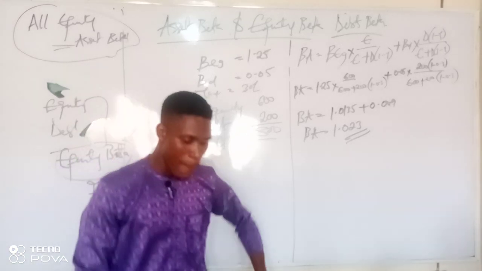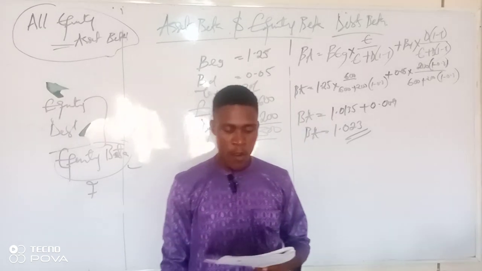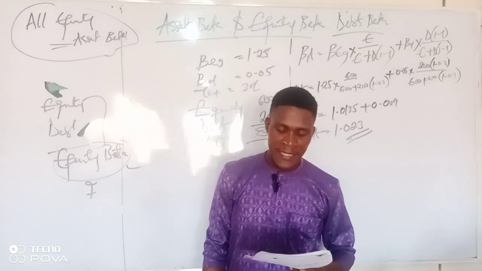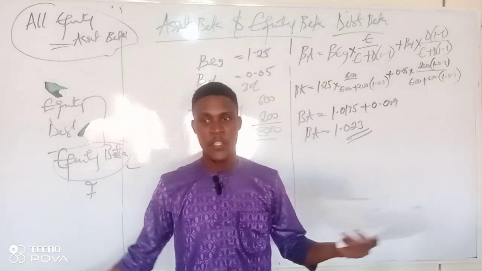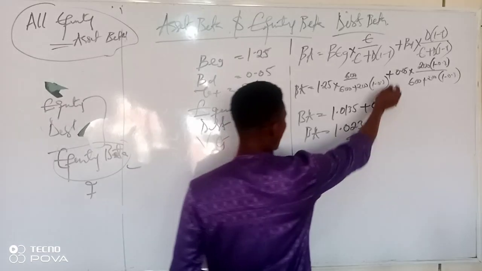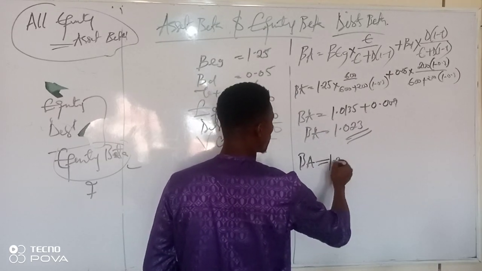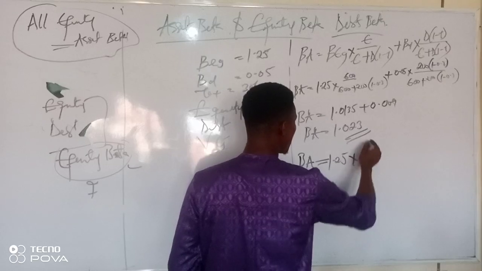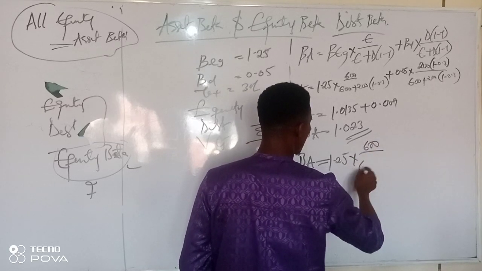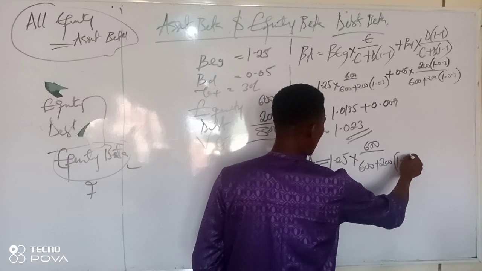Okay. The number B says that we should recalculate the asset beta of Placid, assuming that the debt capital is risk-free. That means you are using the smaller formula, focused only on the asset. The beta asset is equal to 1.25 times 600 over 600 plus 200 bracket 1 minus 0.3.